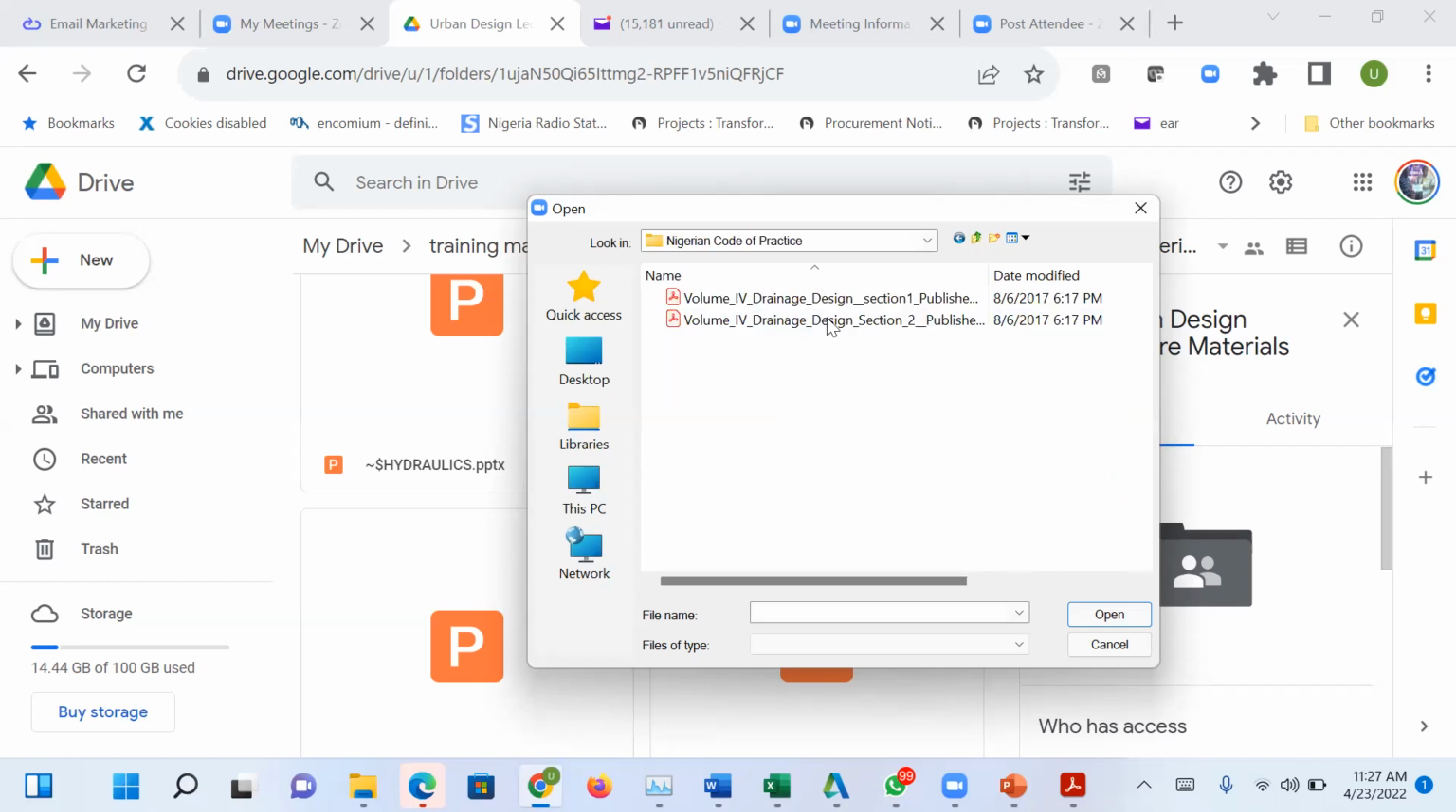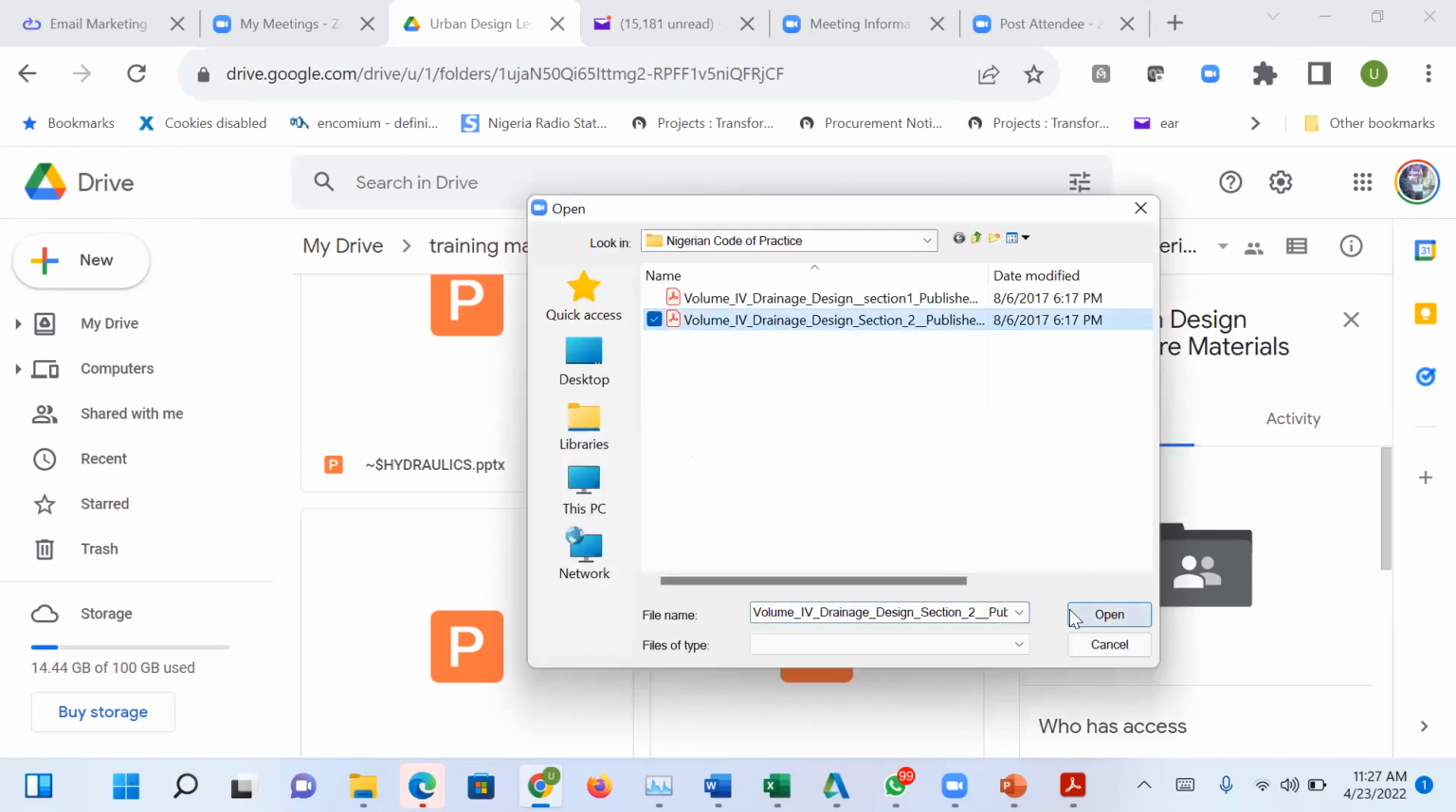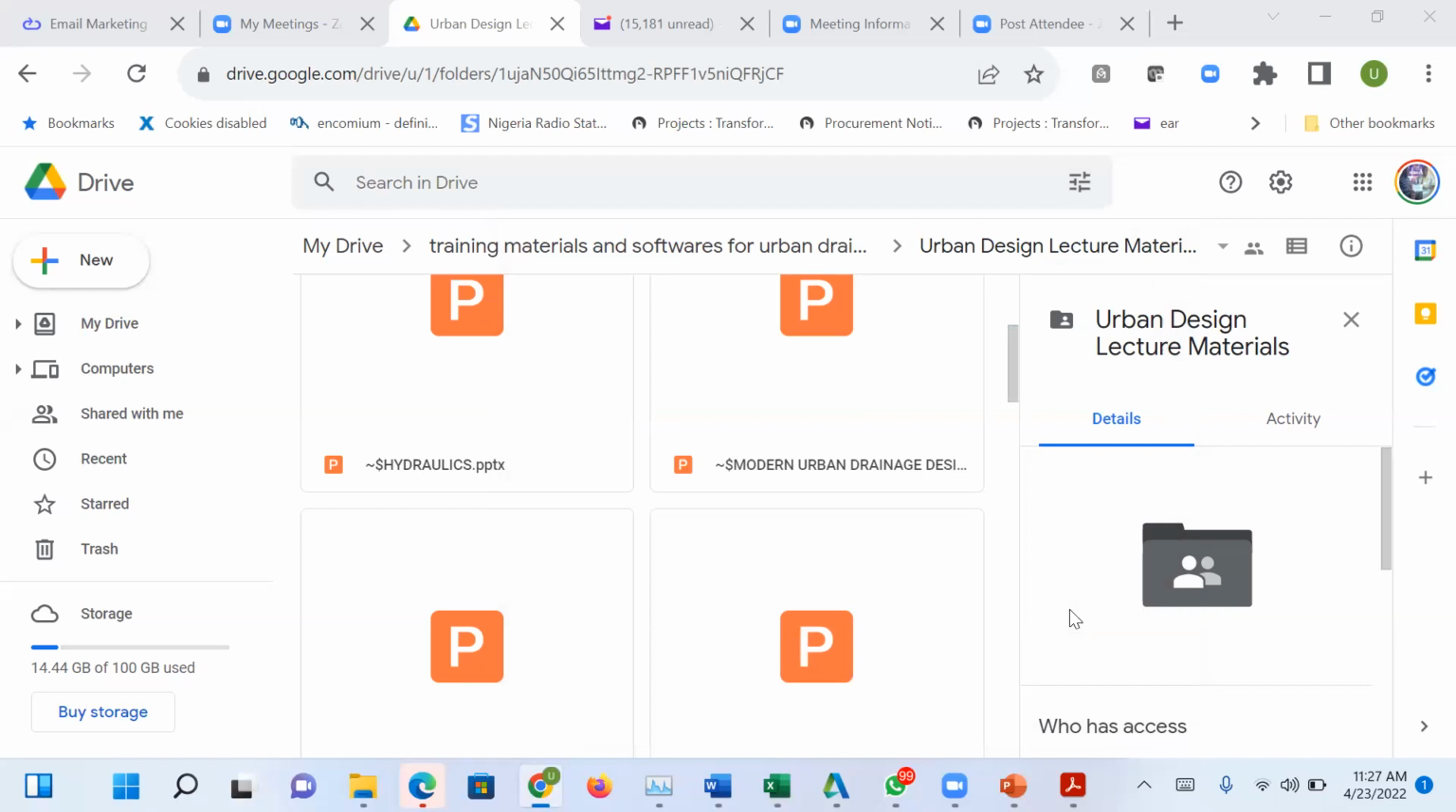So this is the Nigerian Code of Practice, Volume 1 and Volume 2. Let me upload it. It's in our chat box. Go to the chat box and download it. It's about 5 volumes. One is for geometric design of road, one is for this. So many of us have it, if you are within the corridor of infrastructure design.